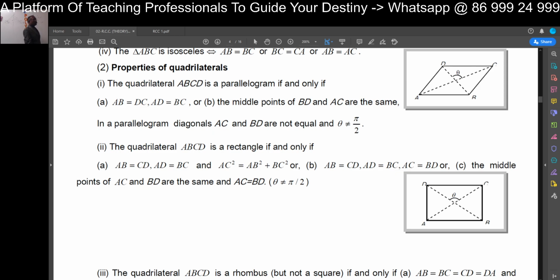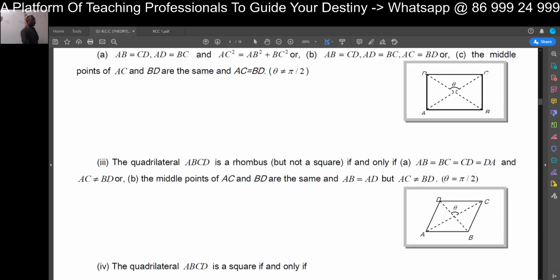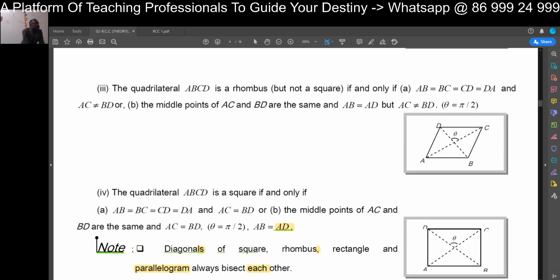For a rhombus, all the sides are equal, and the angle between the diagonals is 90 degrees.